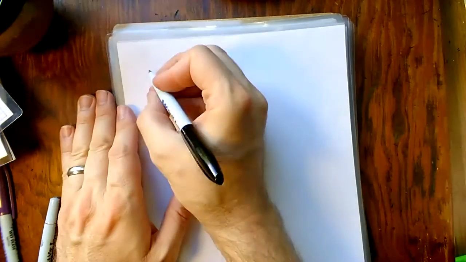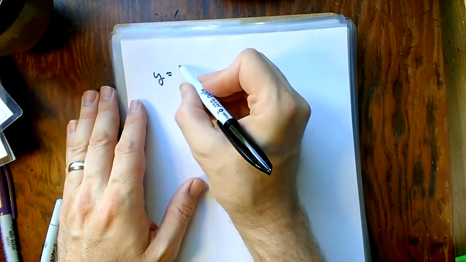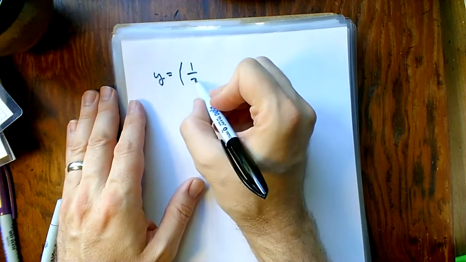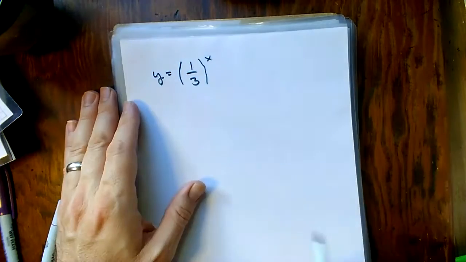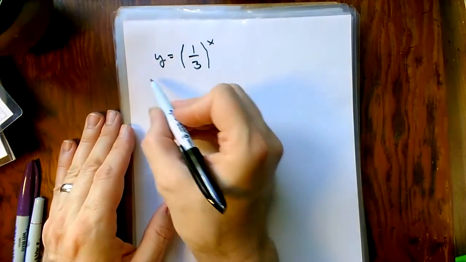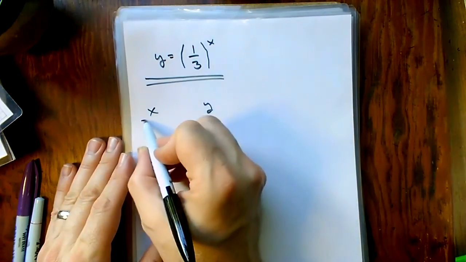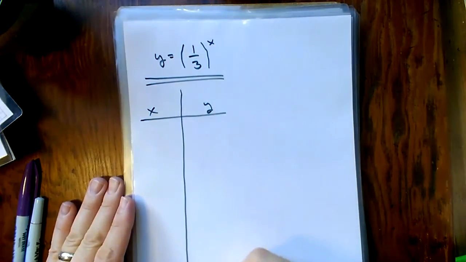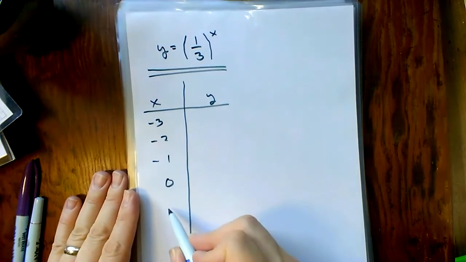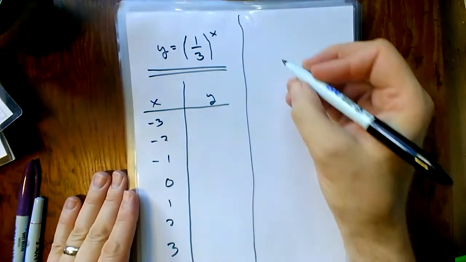How about I do y is equal to, what would I do? 1/3 to the x. In this case, when I put together my table of values, x and y, I do -3, -2, -1, 0, 1, 2, and 3. I'll do my scratch work over here again.